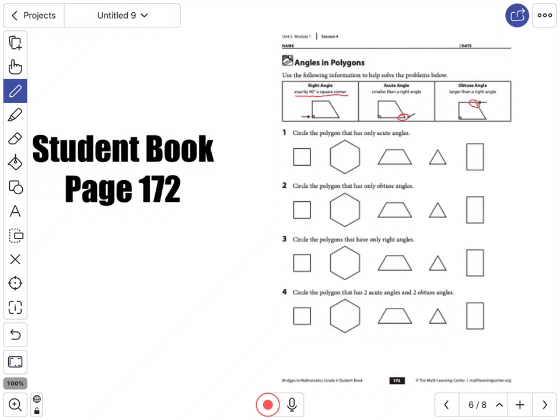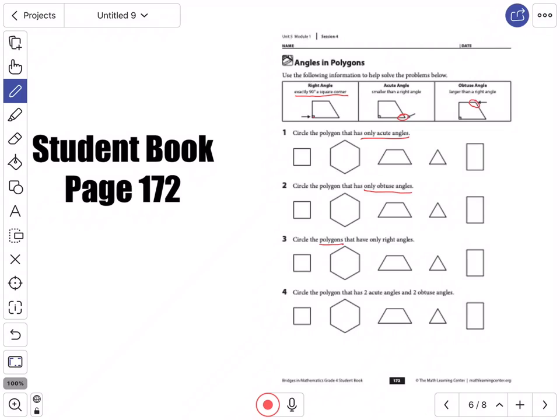So for number 1, circle the polygon that has only acute angles. So you're only looking for the polygon that has only acute angles, okay? It's not made of any other types of angles. For number 2, circle the polygon that has only obtuse angles. Only obtuse angles. So it is literally not made of any other types of angles except for obtuse angles.